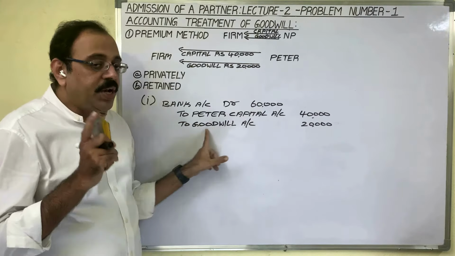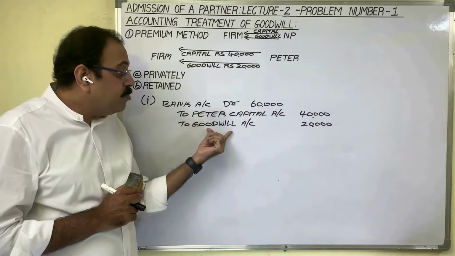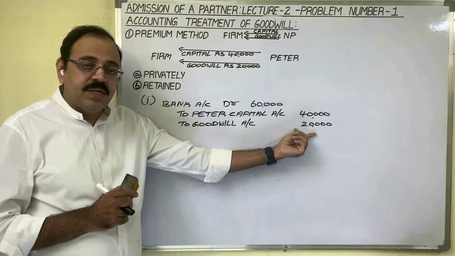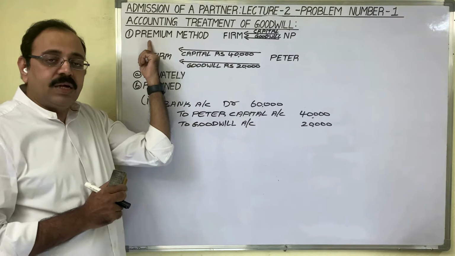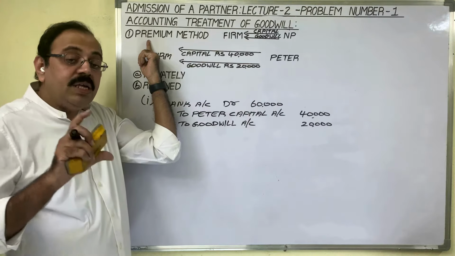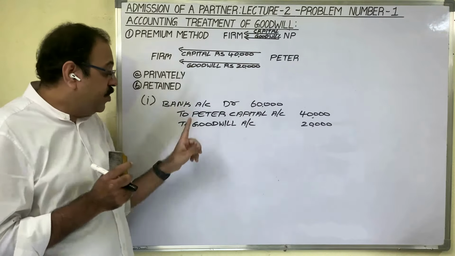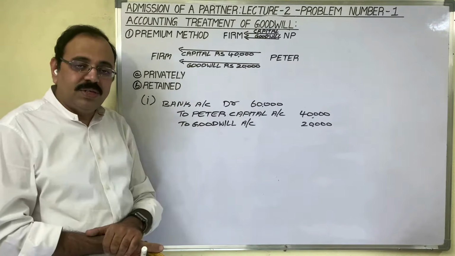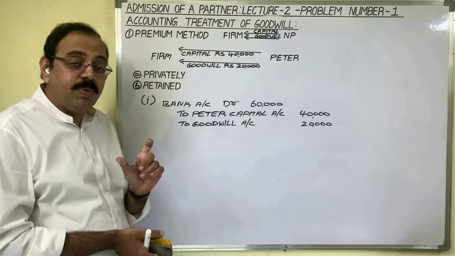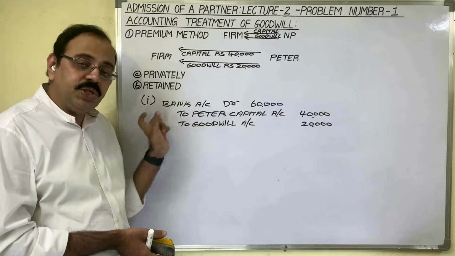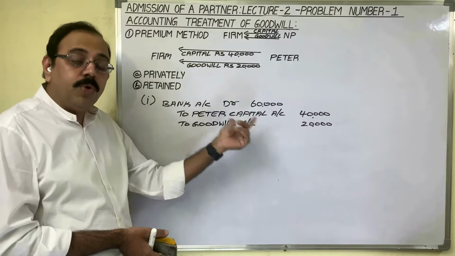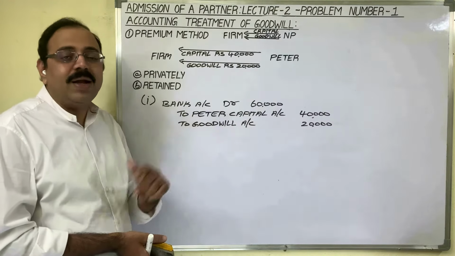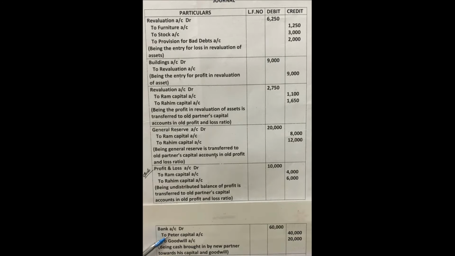So why are we crediting goodwill account? A liability is created here. The firm has to pay 20,000 rupees to the old partners. As that liability is newly generated, we are crediting goodwill account. The narration is: being the entry for capital and goodwill brought by the new partner. Bank account debtor to Peter capital account, to goodwill account.